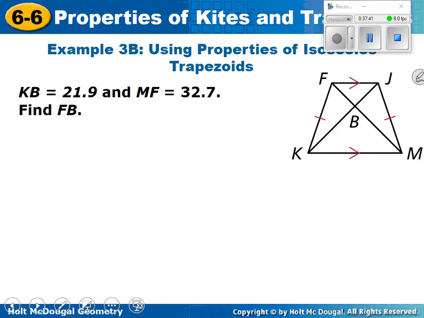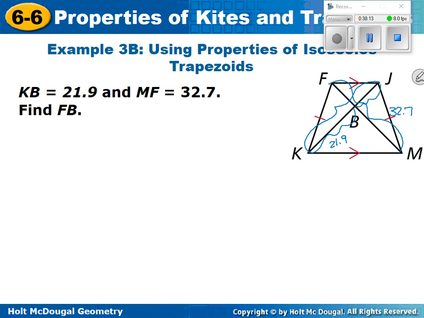Please stop me if you have a question though. This one, it says KB is 21.9, which was this little piece here. And then they told you that M to F was 32.7. What property did you have to use to start with? Diagonals are congruent because this is what kind of shape? Isosceles trapezoid. So I know it has congruent diagonals, which meant that JK was also 32.7.